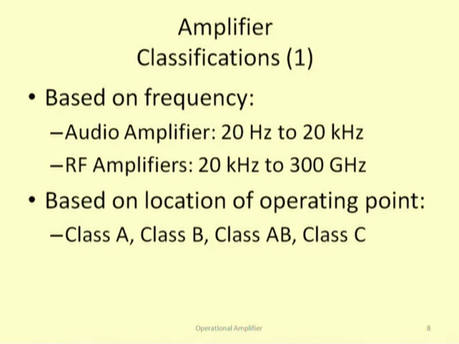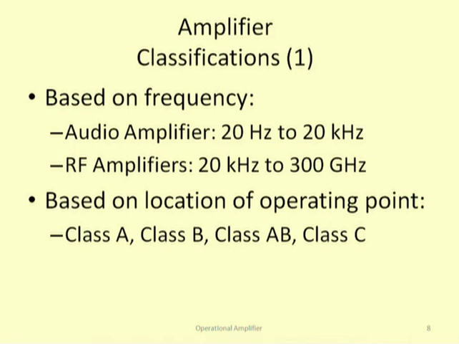In the case of the Class AB amplifier, the operating point is neither at the middle nor at the bottom of the load line. It is slightly above the bottom. So the conduction in the amplifier circuit would be taking place for slightly more than 180 degrees, but for less than 360 degrees. That amplifier is classified as the Class AB amplifier.